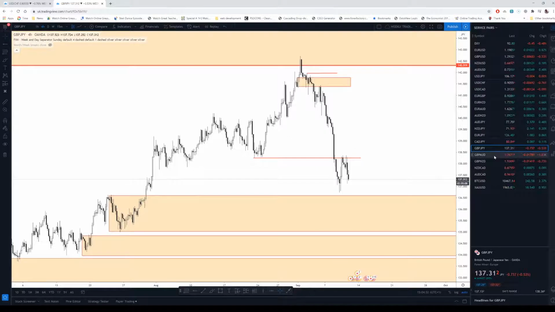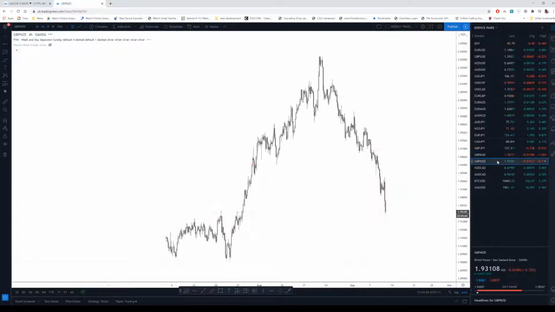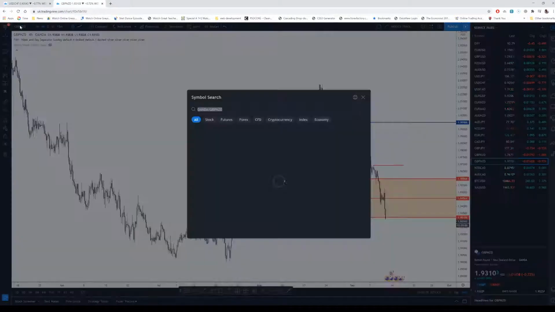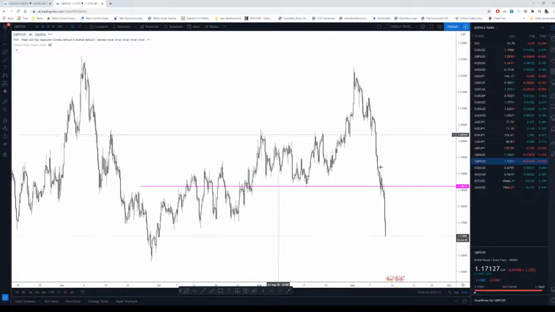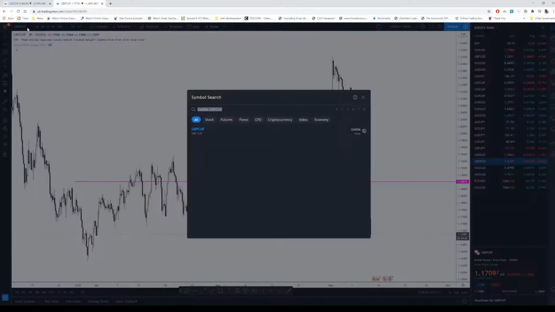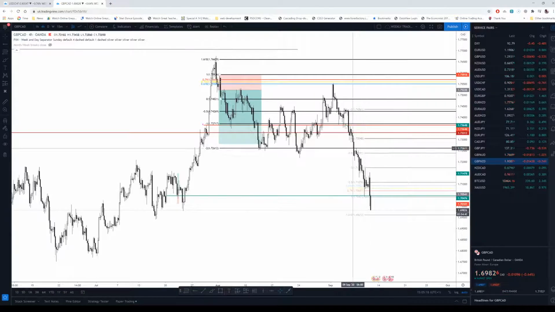And then we go on to pound yen. Is being beaten up. Pound Aussie extremely being beaten up. Pound New Zealand being beaten up. Let's go on to pound Swiss. That is also beaten up. And then let's go on to pound CAD, GBP CAD. That's also being beaten up. Right, so you get the understanding.